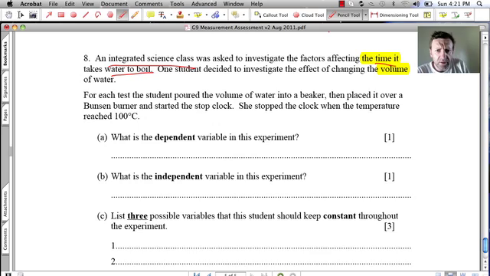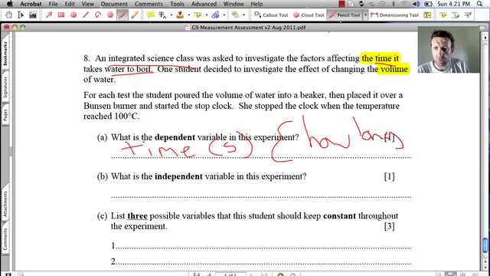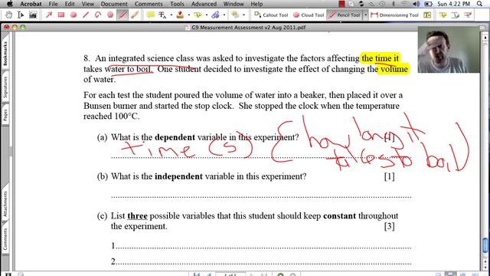What is the dependent variable? Alright, so which one are we measuring? Well, we're measuring the time it takes to boil. Should really put the unit in. Right, some of you wrote how long it takes to boil. Because I'm incredibly generous, I think I'll take that, but you shouldn't be saying how long. What is the variable? The variable is time. So it should be time in seconds.